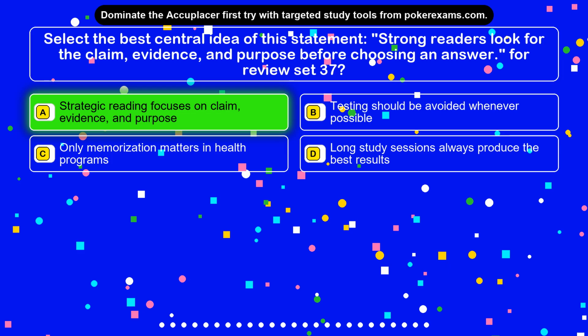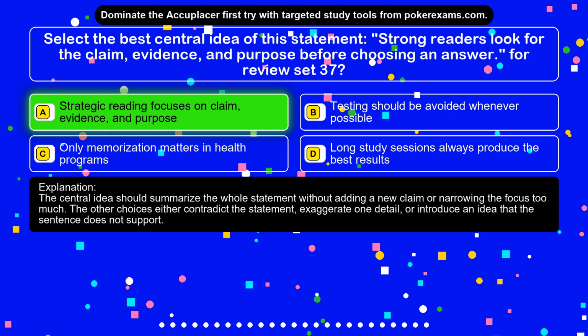The correct answer is option A. Strategic reading focuses on claim, evidence, and purpose. The central idea should summarize the whole statement without adding a new claim or narrowing the focus too much. The other choices either contradict the statement, exaggerate one detail, or introduce an idea that the sentence does not support.